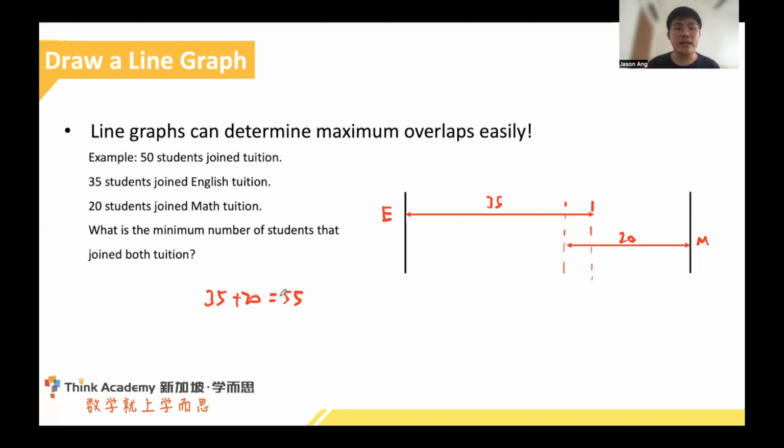is definitely more than the number of students that join tuition. So the overlap has to be 55 minus 50 to give us 5. So you can mark out this portion and you figure out the value that is 5.